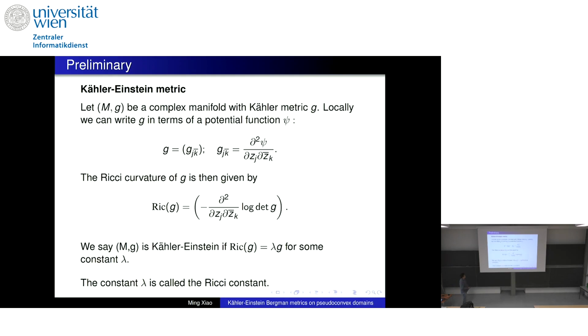So for the Kähler-Einstein metric, let's say we start with a complex manifold M equipped with a Kähler metric g. In a local chart, we can write g as a Hermitian matrix, let's say g_{j k-bar}, and being Kähler means that locally we have a potential function, phi. And the Ricci curvature of this metric is defined as minus partial partial-bar log of the volume form, or the determinant of the metric. We say it's Kähler-Einstein if the Ricci curvature is proportional to the metric by a constant lambda. And this constant lambda is the so-called Ricci constant.